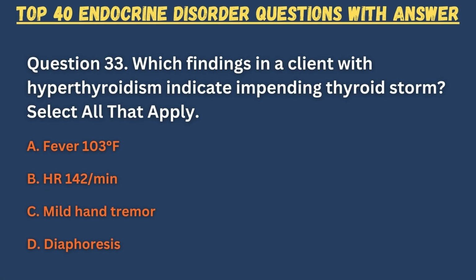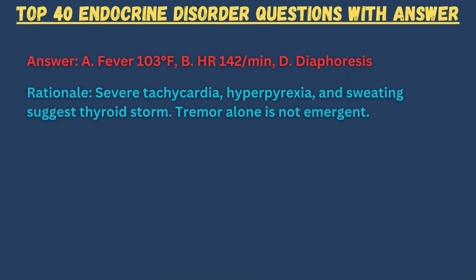Question 33. Which findings in a client with hyperthyroidism indicate impending thyroid storm? Select all that apply. A. Fever 103 degrees Fahrenheit. B. Heart rate 142 per minute. C. Mild hand tremor. D. Diaphoresis. Answer. A. Fever 103 degrees Fahrenheit. B. Heart rate 142 per minute. D. Diaphoresis. Rationale. Severe tachycardia, hyperpyrexia, and sweating suggest thyroid storm. Tremor alone is not emergent.